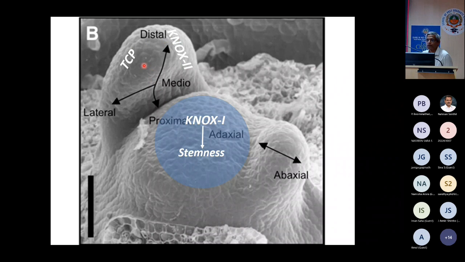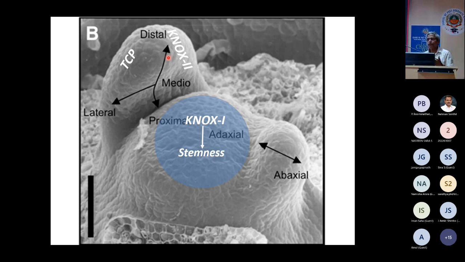The question is, is it possible that either TCP genes or NOX2 genes are suppressing the NOX1 genes in the leaf? Remember, note that I have called this one NOX and this one NOX. That means they may be similar, no? They are indeed similar. These NOX genes are homeodomain transcription factors. These are also homeodomain transcription factors. Both of them originated from the same gene in evolution. Later on, two groups became separate. This one does the stemness function, and this one does the opposite of that.